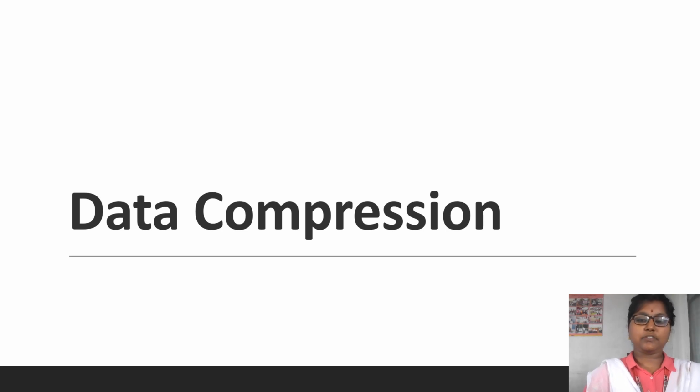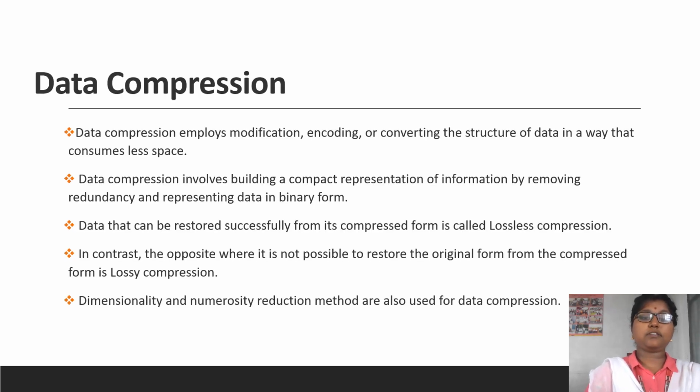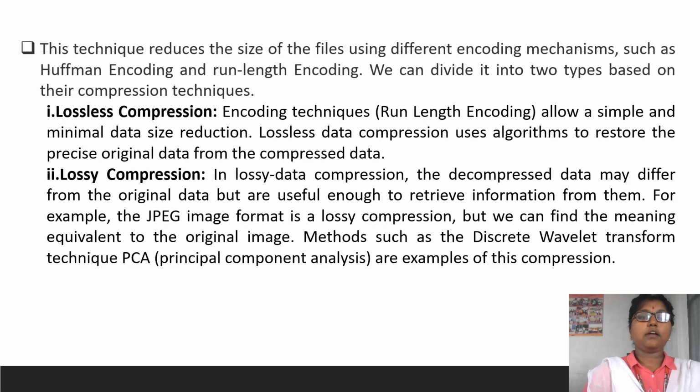Next one is data compression. Data compression employs modification, encoding, and converting the structure of data in a way that consumes less space. Data compression involves building a compact representation of information by removing redundancy and representing data in binary. Data that can be restored successfully from its compressed form is called lossless compression. And the next one is lossy compression. We have two types of compression in data compression: one is lossless compression, next one is lossy compression.